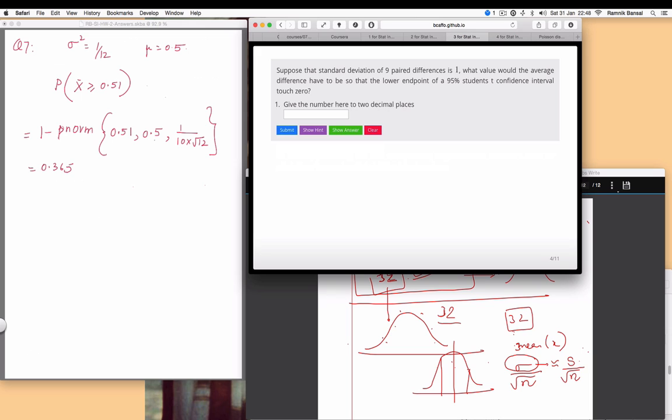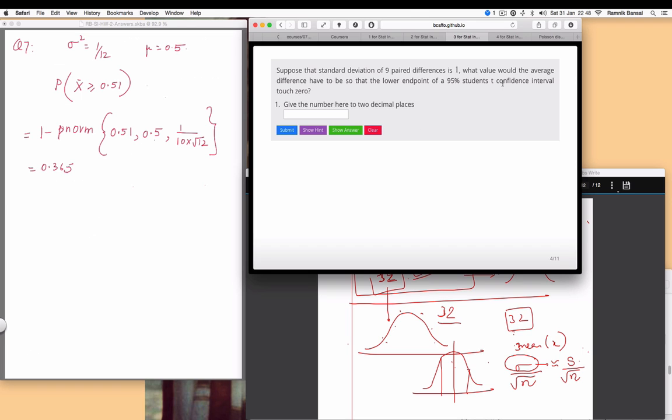Okay. Suppose that the standard deviation of nine paired differences is one. What value will the average difference have to be so that the lower endpoint of a 95% student T confidence interval touches zero? Suppose the standard deviation of nine paired differences is one. What value would the average difference have to be so that the lower endpoint of a 95% student's T confidence interval touches zero?